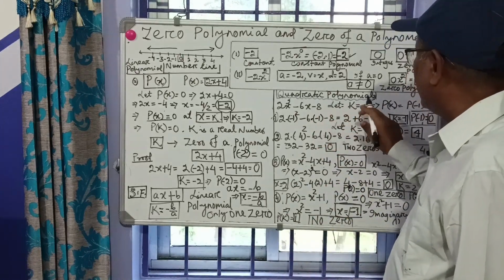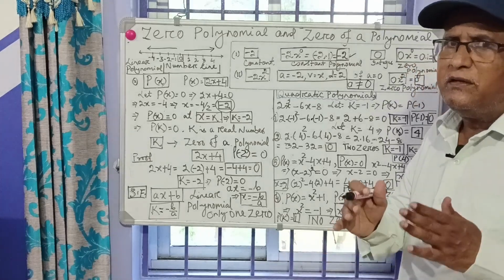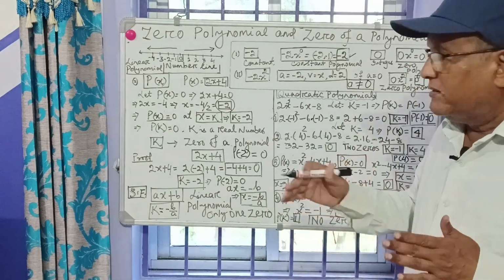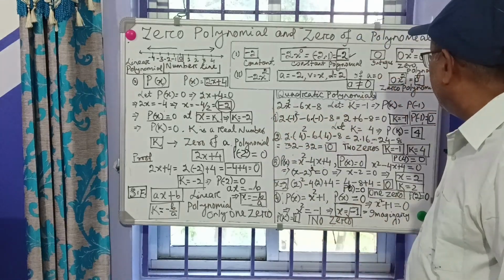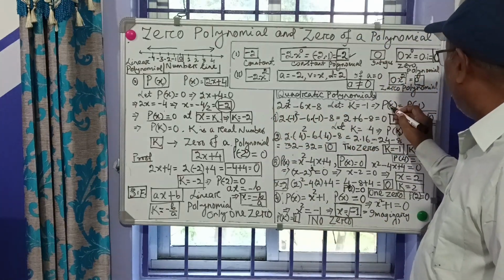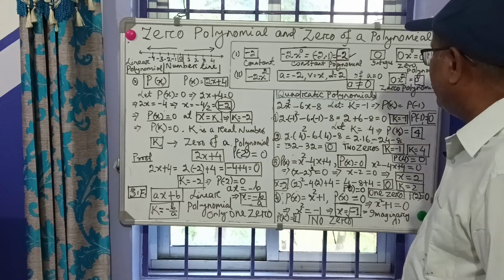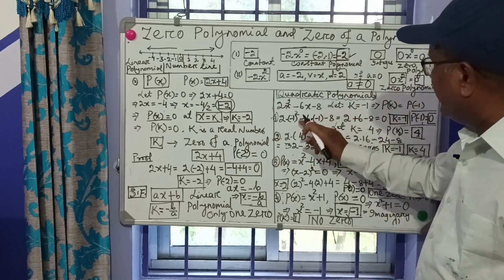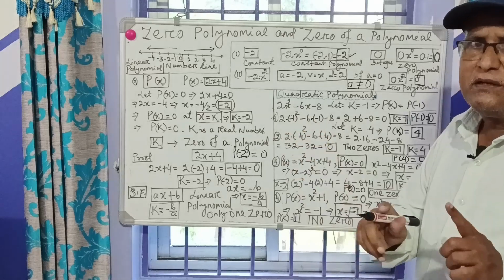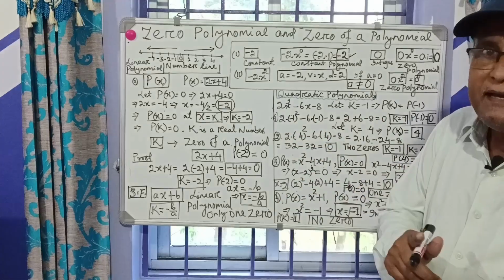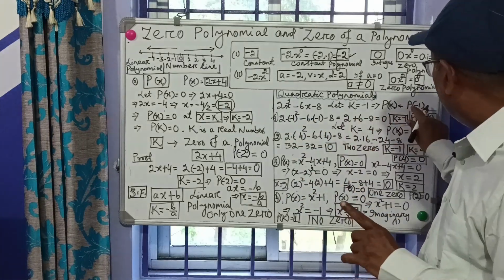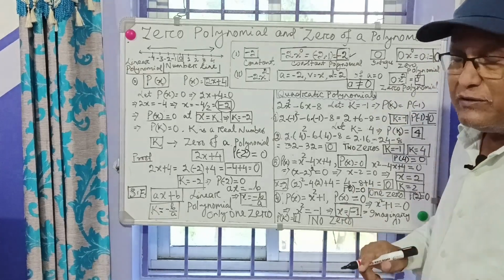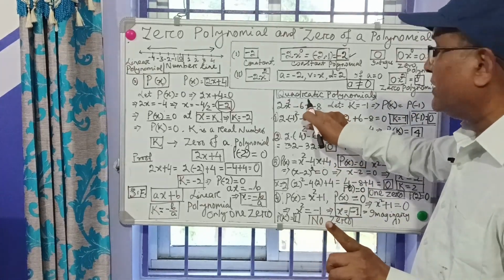Let k is equal to minus 1. If we put the value of k as minus 1, the polynomial will be 0. So we can write p(k) is equal to p(minus 1). So let us put the value of k here. If it is 0, we can say minus 1, the k, is a 0 of this polynomial.